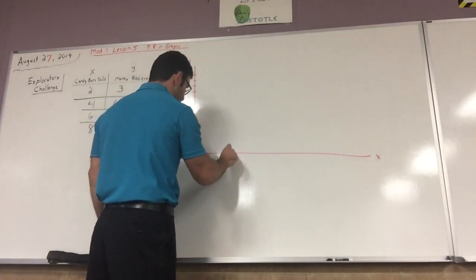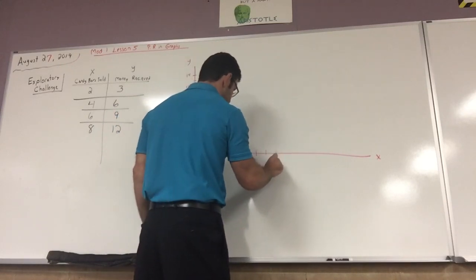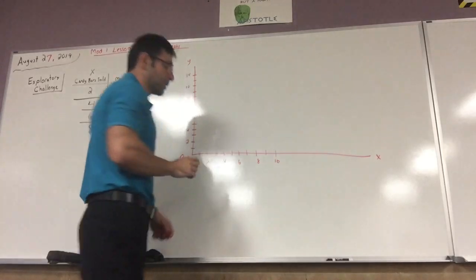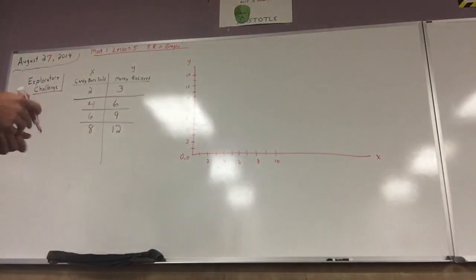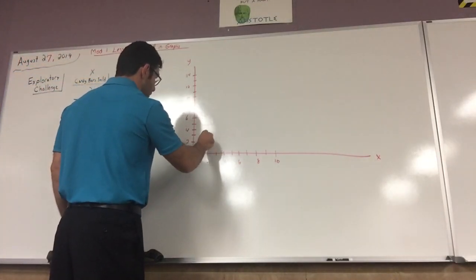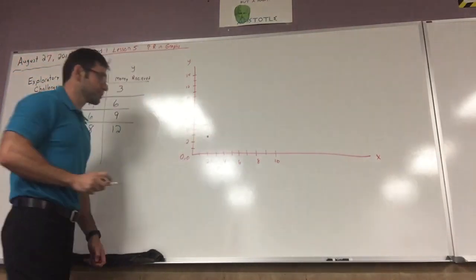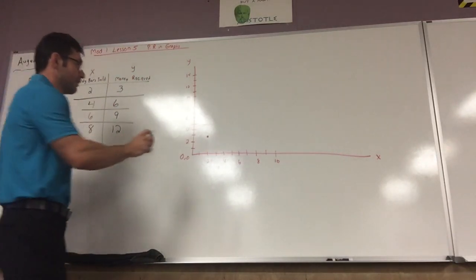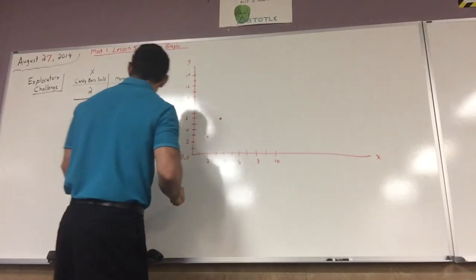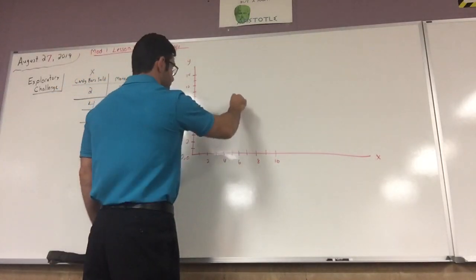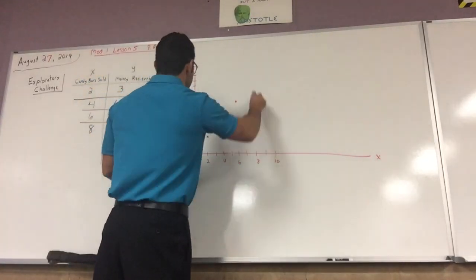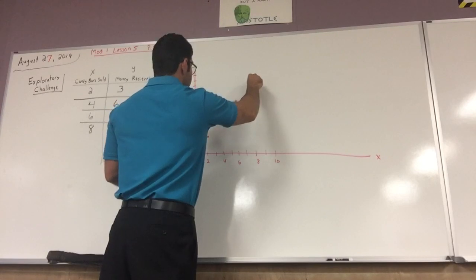Okay, so now we're going to graph this. So we already have our first one. It is at 2 up 3. There's my first point. My next point is at 4 up 6. Okay, then 6 up 9. And last but not least, 8 up 12.